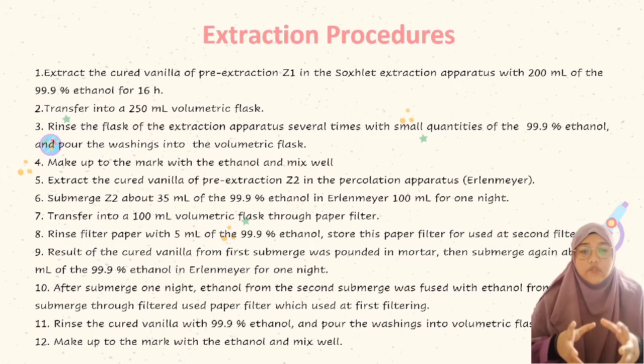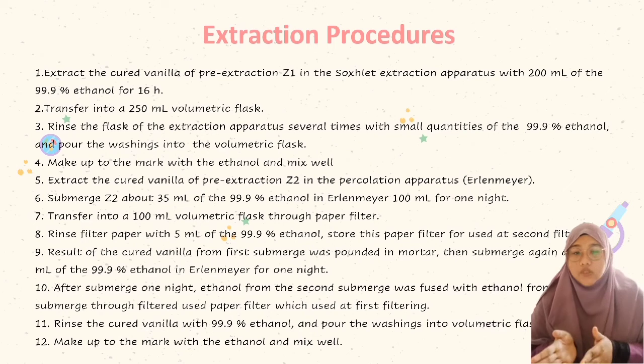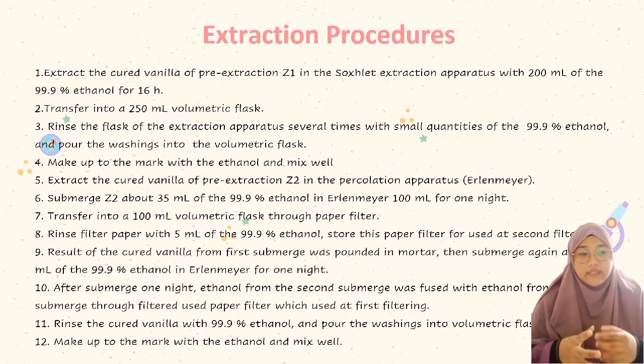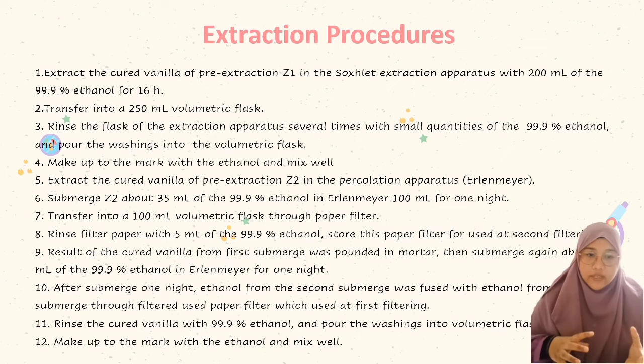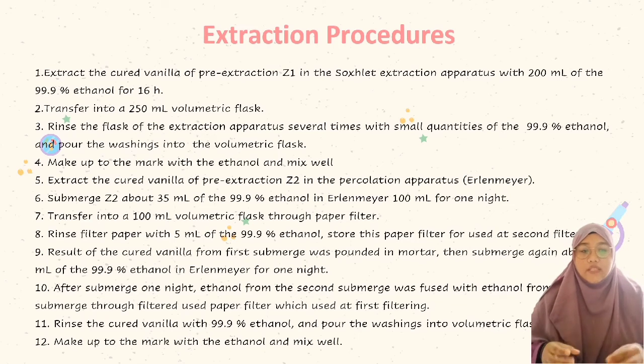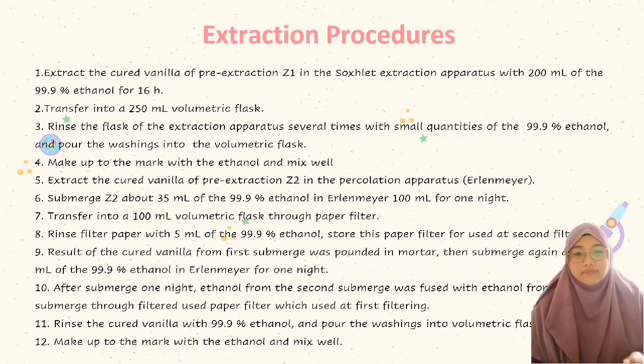Then, the pure vanilla from the first submersion was ground in a mortar. Then it was submerged again in about 35 ml of ethanol in the Erlenmeyer for 1 night. After submersion for 1 night, the ethanol from the second submersion was combined with the first one through the filter, using the filter paper which we used at the first filtering. Then rinse the pure vanilla with ethanol and pour the washing into the volumetric flask. Make up to the mark with ethanol and mix it well.